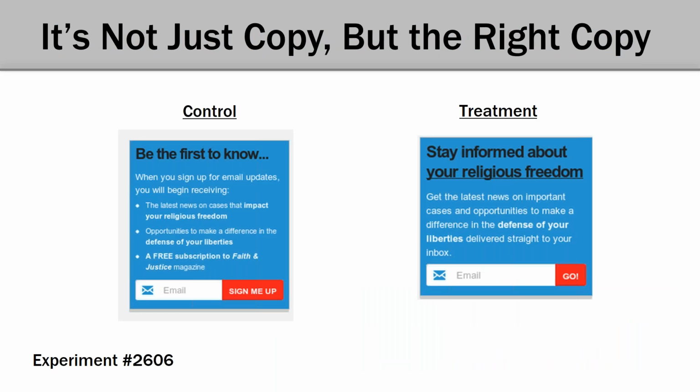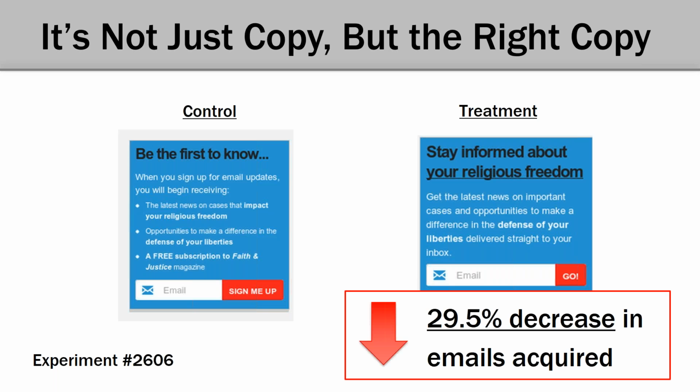So here's another future iteration of an experiment with Alliance Defending Freedom. You notice the control on the left and the headline, "Be the first to know." The treatment's on the right: "Stay informed about your religious freedom." And you can see that the copy is different in both the control and the treatment. And in this case, the treatment produced a 29.5% decrease in emails acquired.